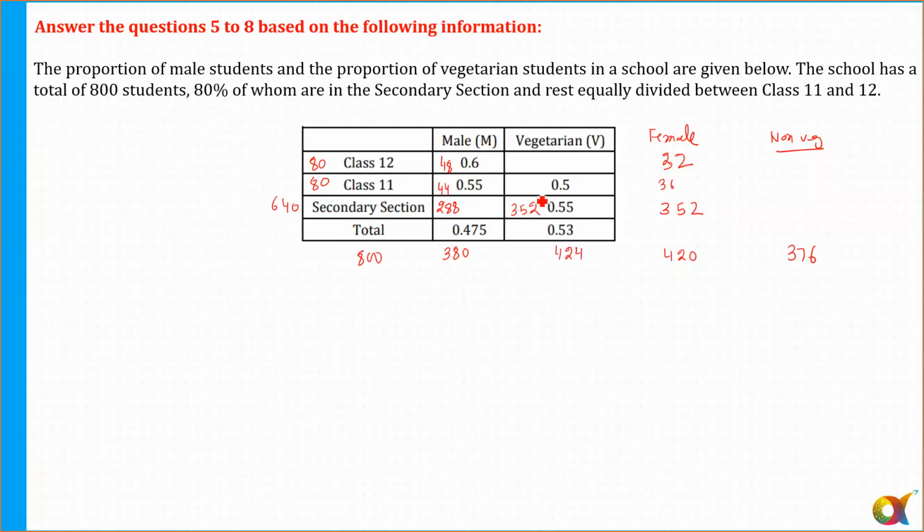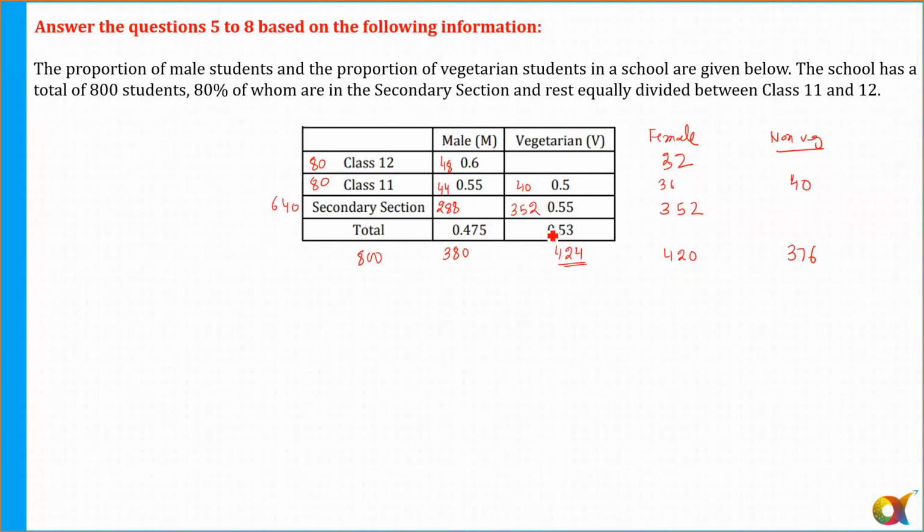Alright. 50% of 80, that is equal to 40 of them are vegetarian. Okay. So number of vegetarians here is equal to 40. And here it is 40. Non-veg is also 40. And in class 12, the total number of vegetarians is 424.